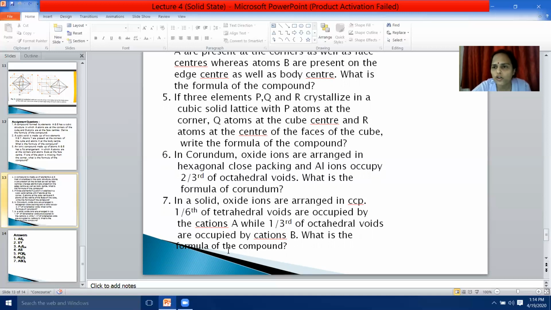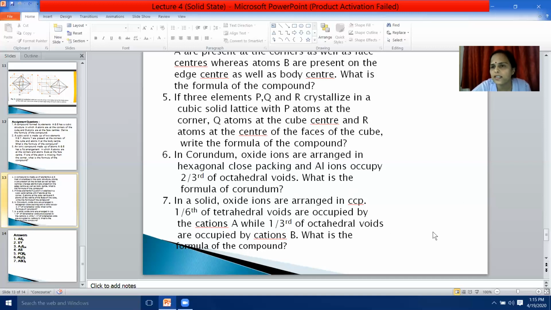while 1/3 of octahedral voids are occupied by cations B. So the number of octahedral voids that are generated is also equal to n there. So since 1/3 of octahedral voids are occupied by cations B, 1/3 into n. So the value of B is also equal to 1/3 into n, right? And the oxide ions are arranged in CCP. So O value is equal to N there. So you see here the ratio which we get of A is to B is to O. A is 1/3n, B is also 1/3n, and O is here equal to N.